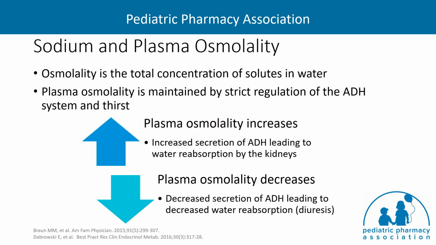Osmolality is the total concentration of solutes in water. Plasma osmolality is maintained by strict regulation of the antidiuretic hormone system and our thirst. As plasma osmolality increases, there is increased secretion of ADH by the posterior pituitary, which leads to water reabsorption by the kidneys with the goal to decrease our plasma osmolality. However, as our plasma osmolality decreases, there is decreased secretion of ADH, which leads to decreased water reabsorption and increased urine formation or diuresis.